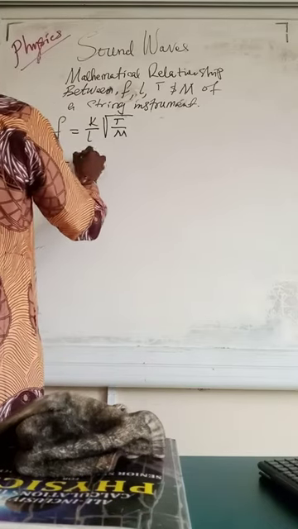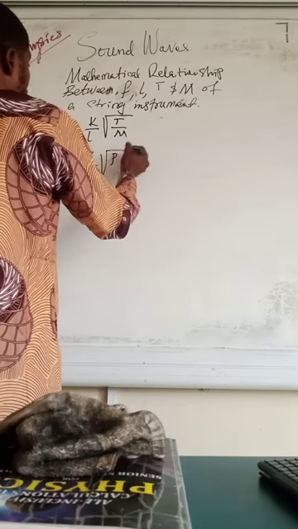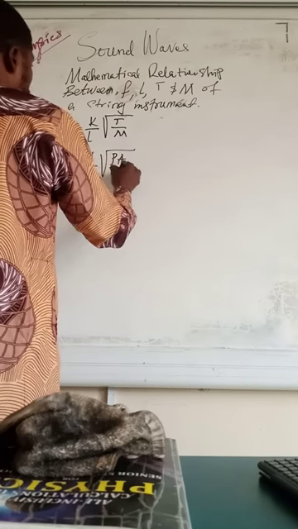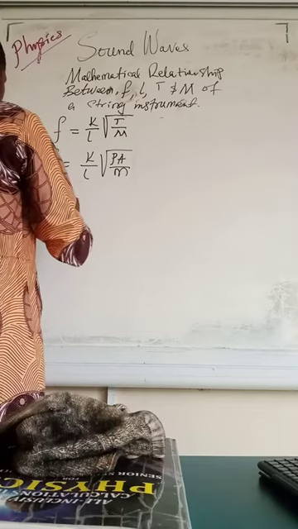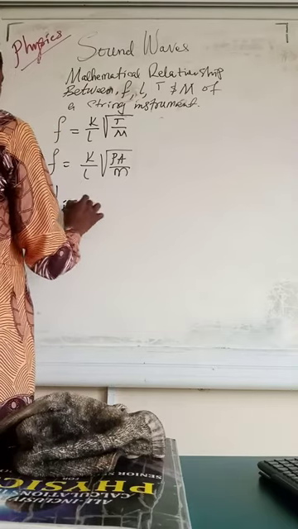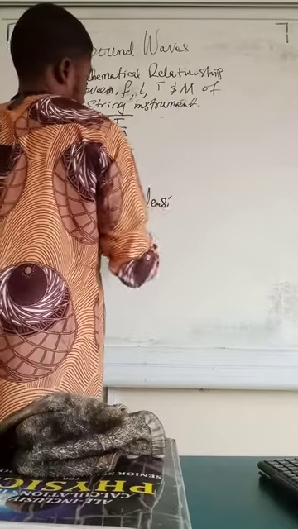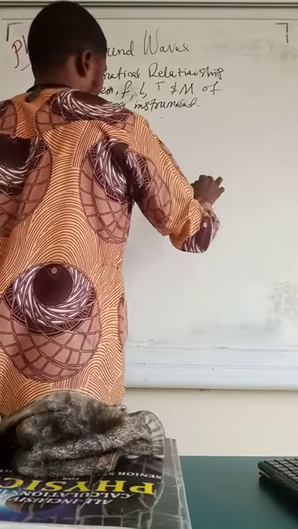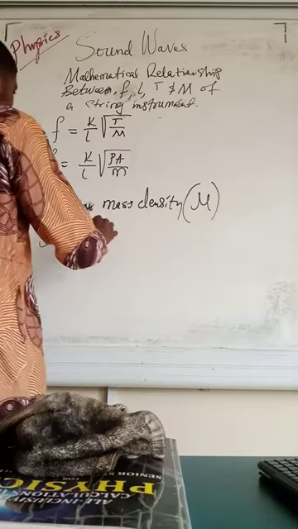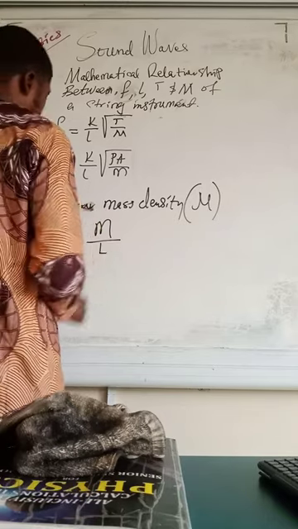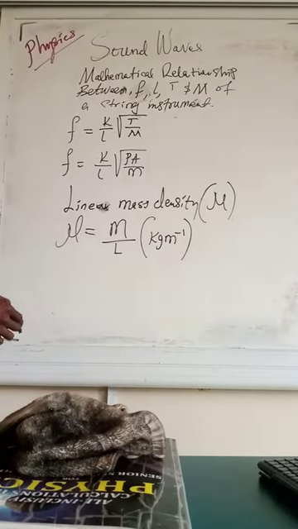So we have F is equal to K over L, the root of pressure times area all over mass. Yes. So we want to look at linear mass density. The symbol is mu. Linear mass density mu is given as mass per unit length. And the unit is kilogram per meter. This is linear mass density.